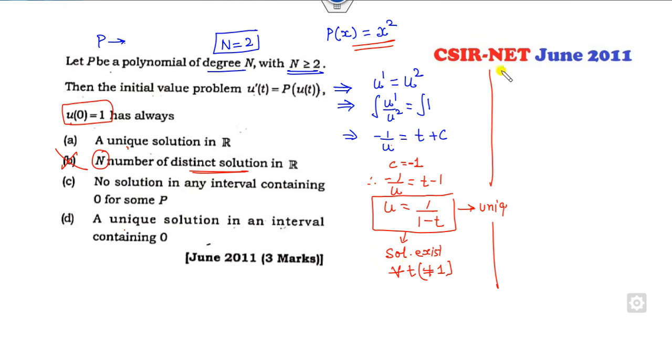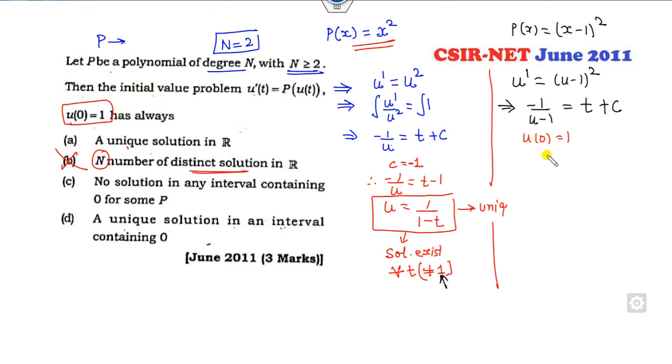Now look at one more. If I consider the polynomial, because it's not existing at 1, I can simply say x minus 1 whole square. Then u dash will be u minus 1 whole square. If I integrate them, you will get this solution. Fine. Then u of 0 is 1. What is the value of the c? This is 0, this is 1, so c will be infinity.